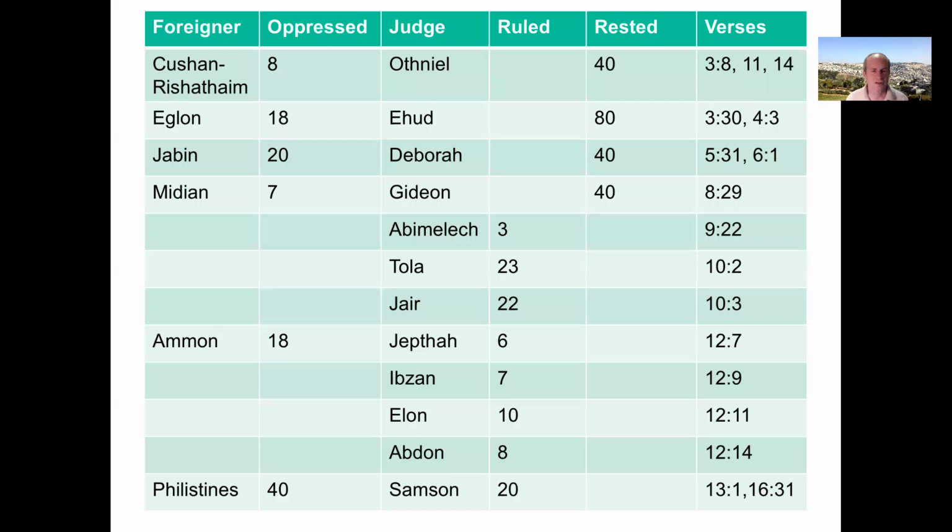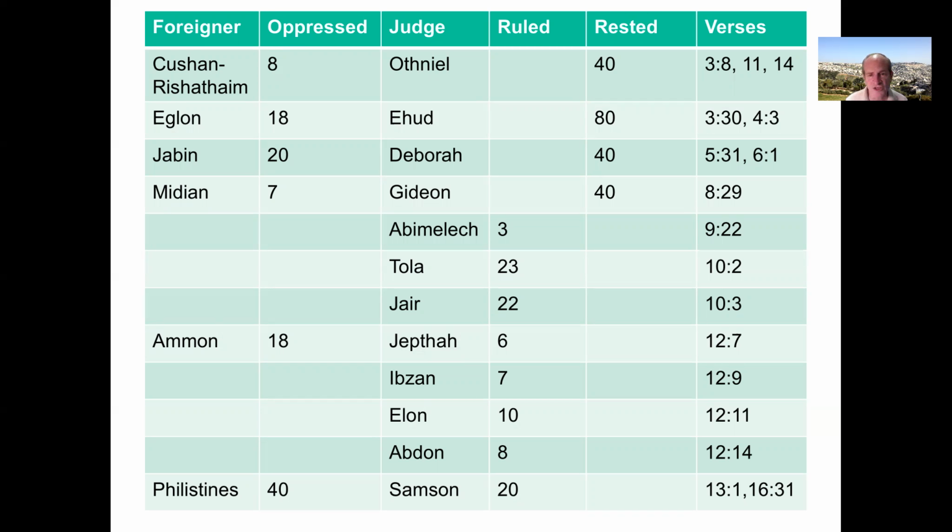This is a table that lists the judges. In the far left column, you have the name of the foreign oppressor. The second column tells how many years the children of Israel were oppressed. The third column has the name of the judge. The fourth column has how many years the judge ruled. The fifth column has how many years the land rested, and the verses that give the numbers are in the sixth column.